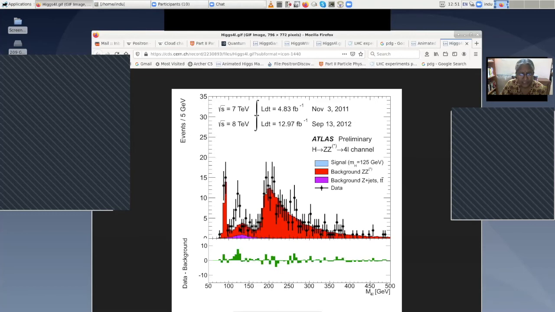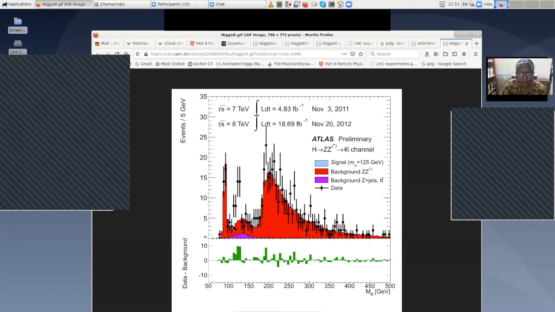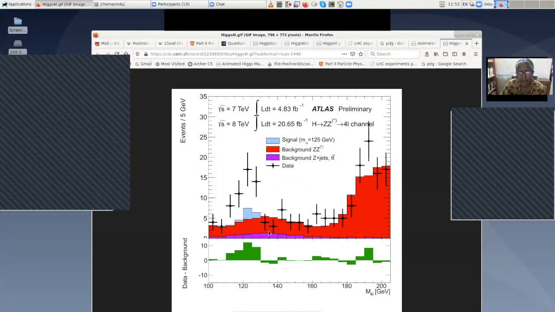So you can see the excess here at around 125. So these events are very far above the background. Okay, and then you can see that you can fit it to whatever mass, and it best fits to a mass of 125. Did you understand this?